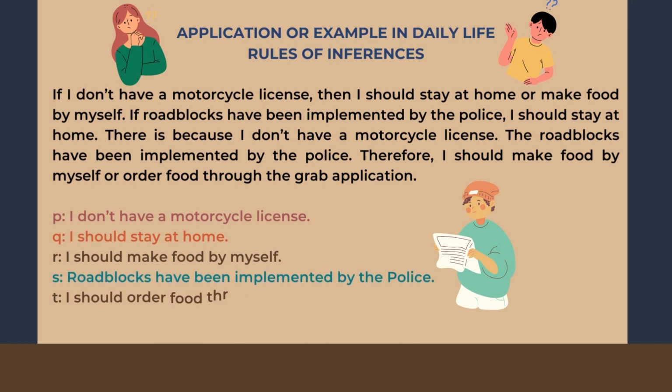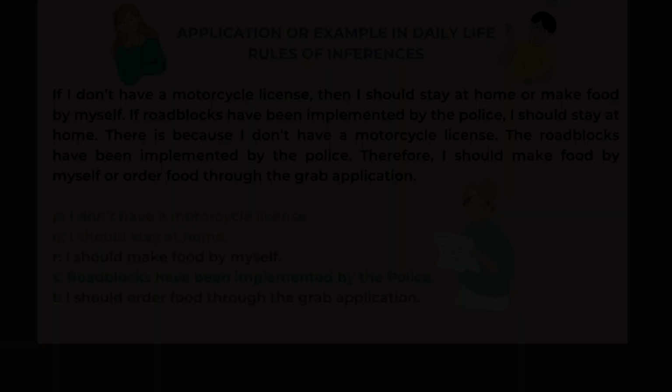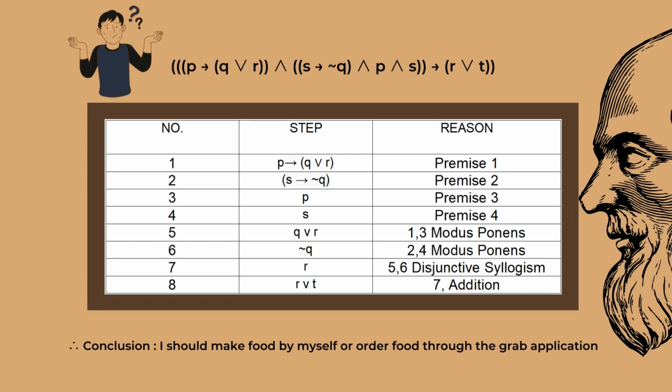And the statements we construct are as follows: if I don't have a motorcycle license, then I should stay at home or make food by myself. If a roadblock has been implemented by the police, I should stay at home. That's because I don't have a motorcycle license. A roadblock has been implemented by the police, therefore I should make food by myself or order food through the Grab application. The statement is P conditional Q or R, and S conditional not Q, and P, and S, conditional R or T.